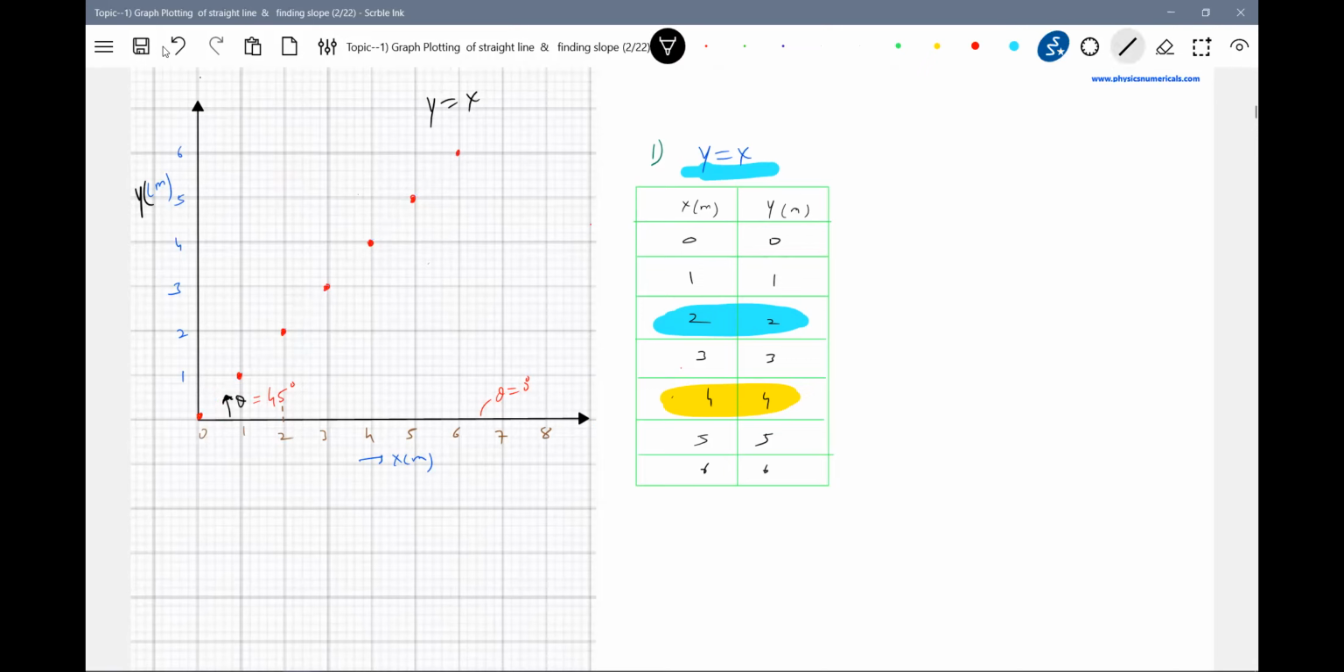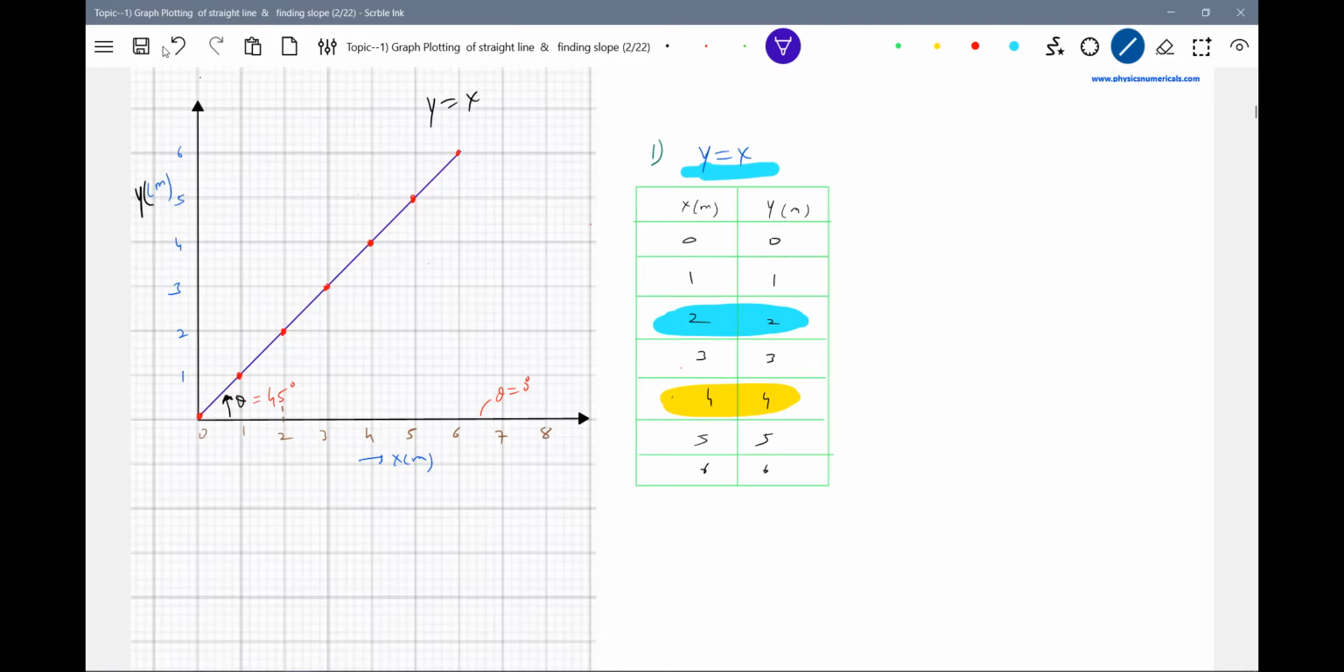Sir, how do you join? Take a scale. Take a scale. So can you join all those experimental points? So I got a straight line. So this is what the graph is. Able to make it out? How to plot a graph?